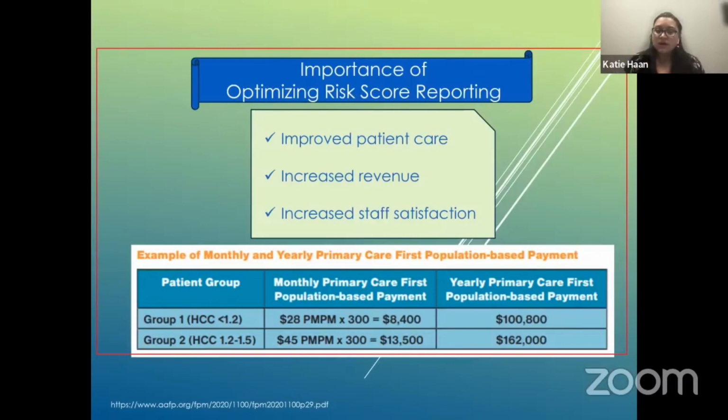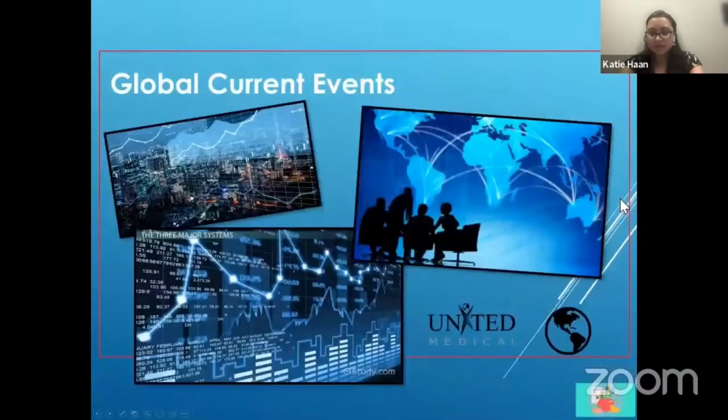So when the risk score is under 1.2, it's $28 per member, times 300 would be 8,400. But when the risk score is higher, you can see we went from $28 to $45. So just by making that one little shift, maybe identifying that one diagnosis, maybe it's an obesity diagnosis or a mental health diagnosis, anything that has that RAF score, we shifted our monthly population-based payment from $28 to $45. And that's a huge increase, which you can see adds up in the yearly rate.